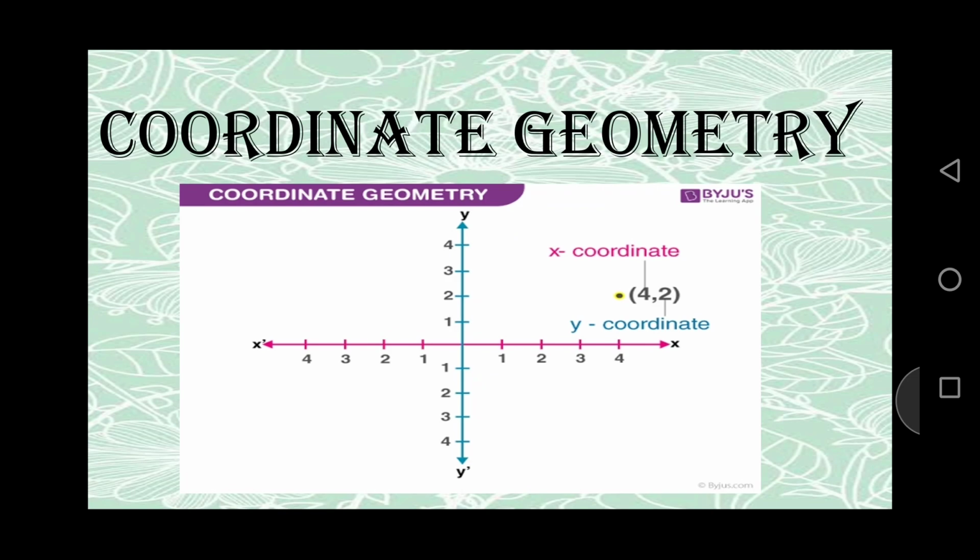Now, the dot on this particular page, on that Cartesian plane, is labeled (4, 2). The first value, 4, is the x-coordinate, meaning when I trace it to my x-axis, it is 4. When I trace that dot to my y-axis, it is 2, as you can see. So the first value you see in the bracket is called the x-coordinate, and the second one, which is 2, is called the y-coordinate. So this is the basis and the foundation of coordinate geometry.